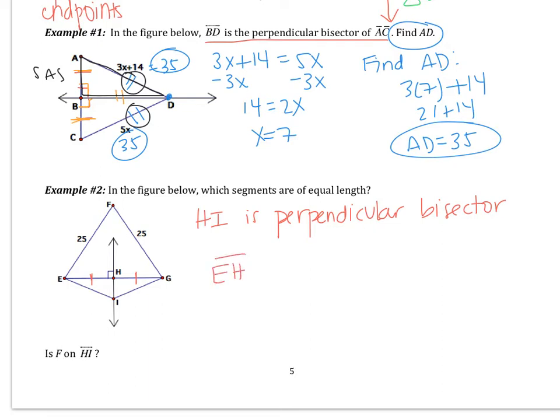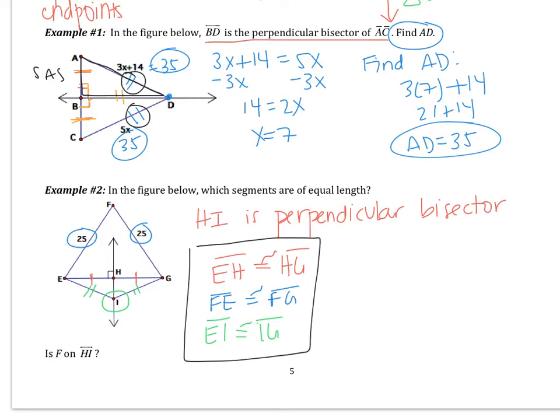Well, obviously EH is going to be congruent to HG because they're marked congruent. Now, what other segments are congruent? Well, I notice I have two segments that are 25. So that tells me that FE is going to be congruent to FG. Now I'm also going to notice that this point I is on HI. It's on the perpendicular bisector. Any point that is on the perpendicular bisector is equidistant from the endpoints. So I also know that EI is going to be congruent to IG. So here are all of my segments that are congruent.